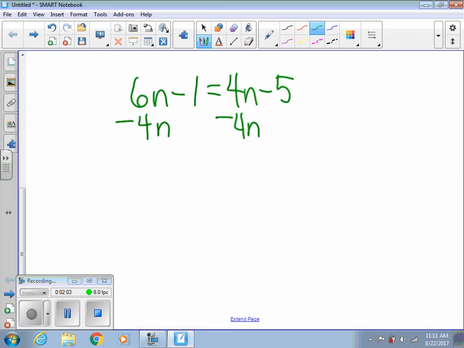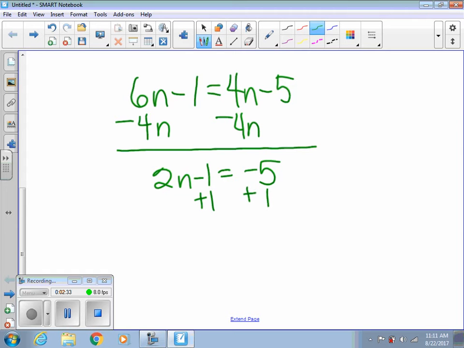Now you don't want to try and combine too many steps at once, because that's where you get lost. So I'm just going to take care of my n's. I end up with 2n minus 1 equals negative 5. Now I've got to continue to solve for n. I need to get rid of the 1 first, then I get rid of what's being multiplied to the variable last. So to get rid of the 1, I'm going to do the opposite operation, add 1, and I'll get 2n, because negative 1 plus 1 is 0, equals negative 5 plus 1, negative 4.